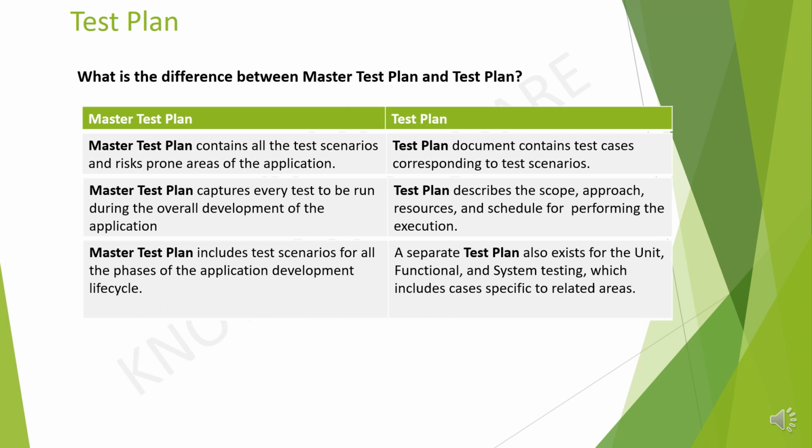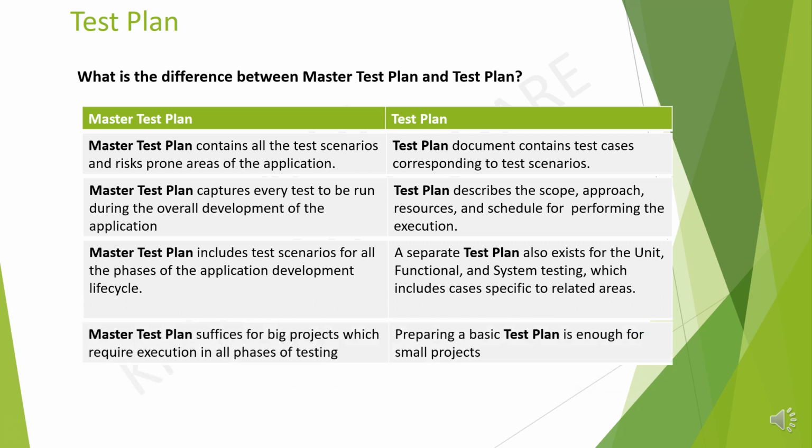The master test plan includes test scenarios for all the phases of the application development lifecycle, whereas a separate test plan also exists for unit testing, functional testing, and system testing, which includes cases specific to related areas. The master test plan suffices for big projects which require execution in all phases of testing, whereas preparing a basic test plan is enough for small projects.